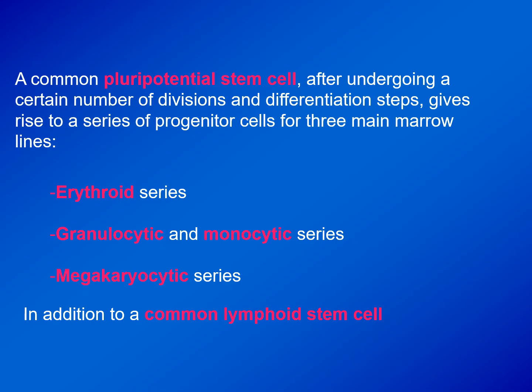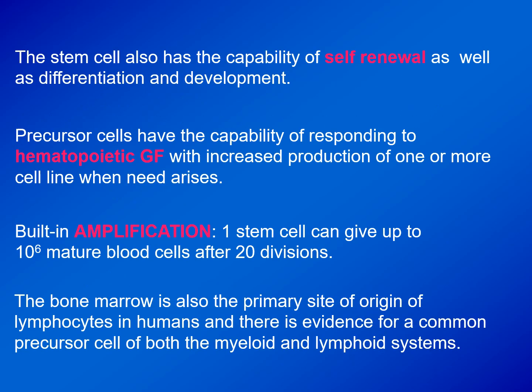There is a common pluripotential stem cell which undergoes a certain number of divisions and differentiation. And this eventually gives rise to a series of progenitor cells for the three main marrow lines. These are the erythroid, granulocytic and monocytic, and the megakaryocytic series, in addition to the common lymphoid stem cells. The stem cell also has the capability of self-renewal, as well as differentiation and development.